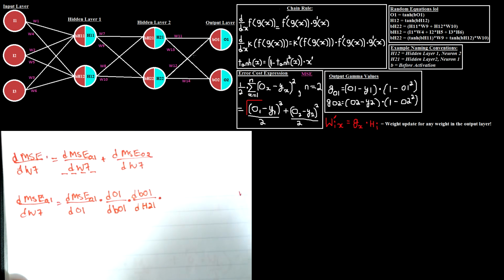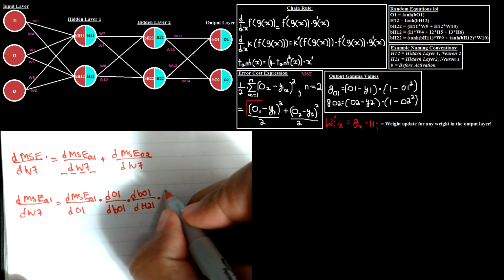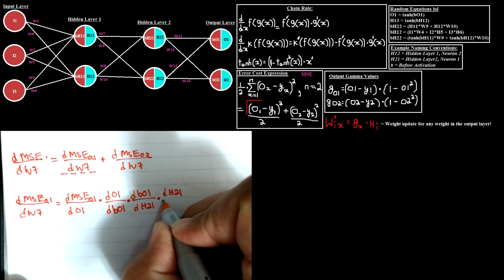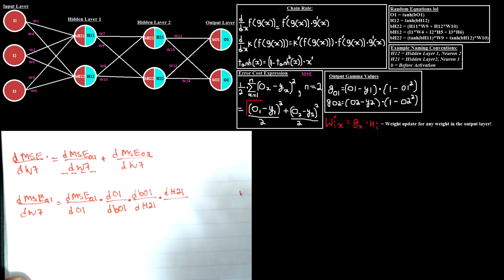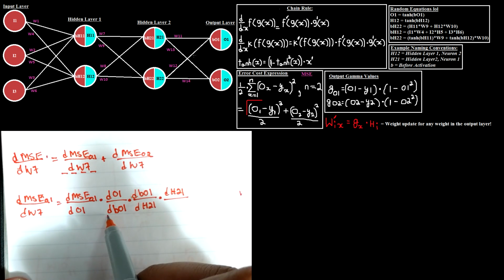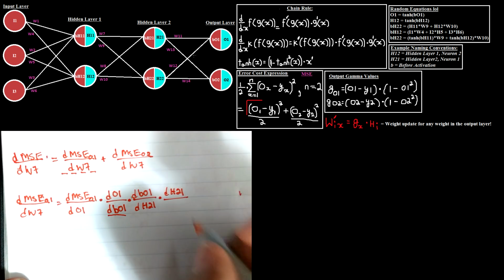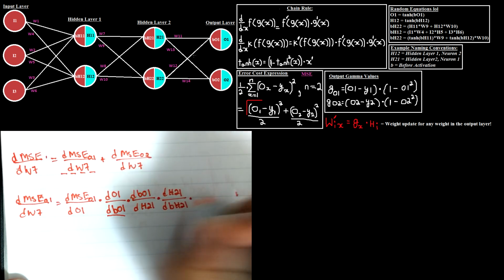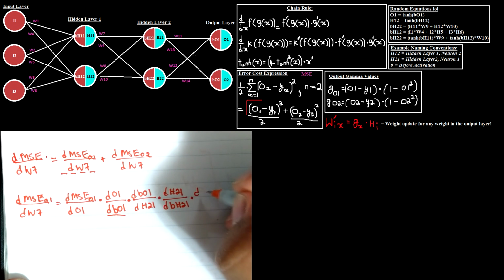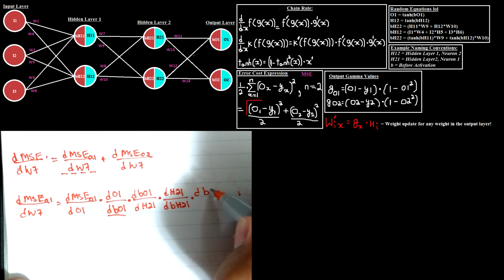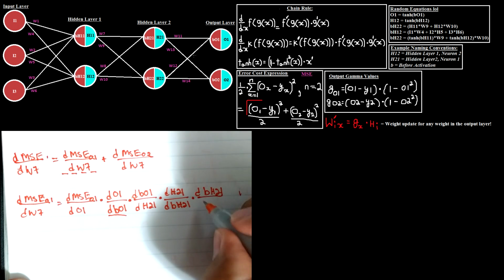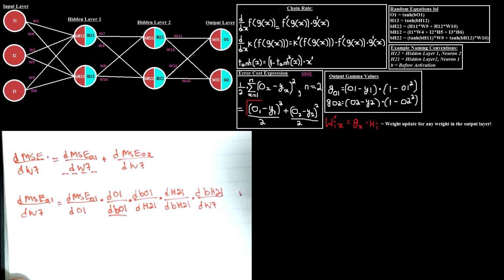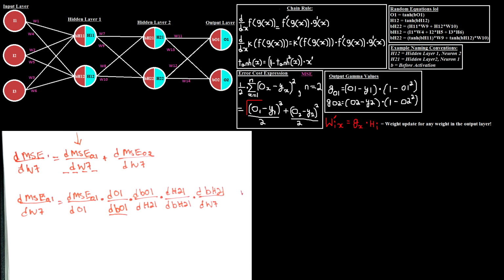Then we have to take the derivative of h21 with respect to the before activation of h21. Similarly to this guy over here, we have to do the same thing over there. So the derivative of the before activation of h21. And finally we have to take the derivative of the before activation of h21 with respect to the final component, weight 7. Okay, that's the chain rule. We just expanded this guy with the chain rule. And let's look at it from the graphical point of view.